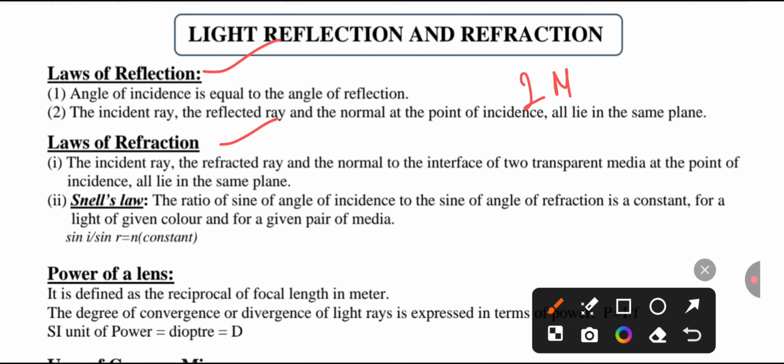The next law is Snell's law, that is the second law of refraction. The ratio of sine of angle of incidence to the sine of angle of refraction is a constant for light of a given color and for a given pair of media. That is, sin i divided by sin r is equal to a constant.